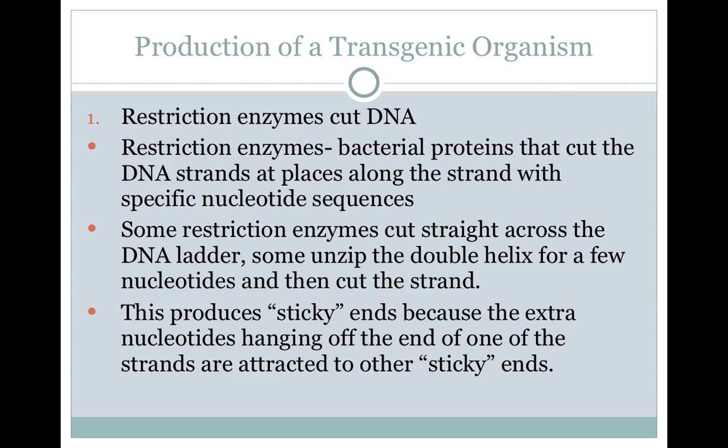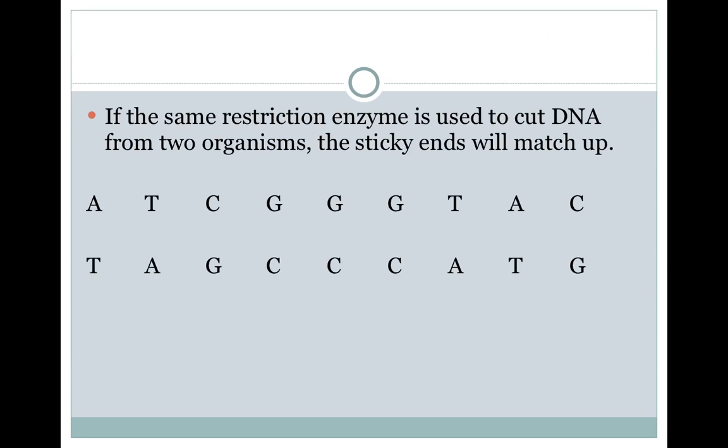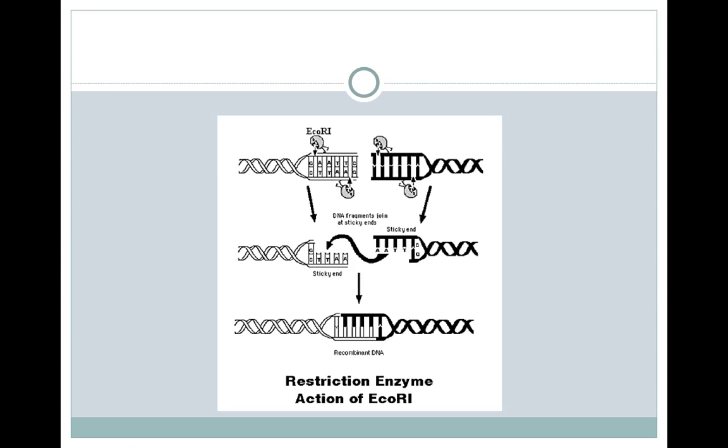Some restriction enzymes will cut straight down, others will unzip it, others will cut it in a kind of zigzag edge, and what it does when we do it that way is it leaves what we call sticky ends, and those sticky ends attract to each other. So if I have two pieces from two different organisms, those sticky ends are going to attract to each other, and one will then be inserted into another.